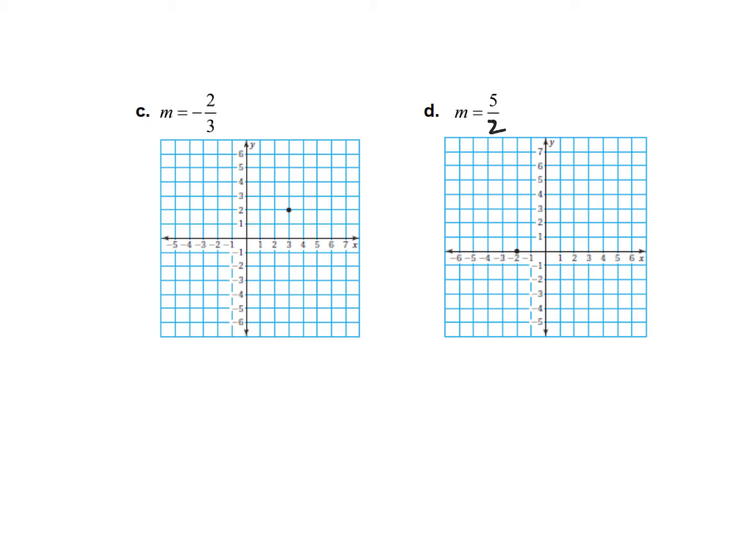So let's do it on C and D. We start at a point. I'm going to put the negative with the 2, so I'm going to go down 2 and to the right 3. So down 2 to the right 3. And I can just stop because I'm already on the y-axis. So our equation, y equals negative 2/3 x. And you could put plus 0, but you don't have to.